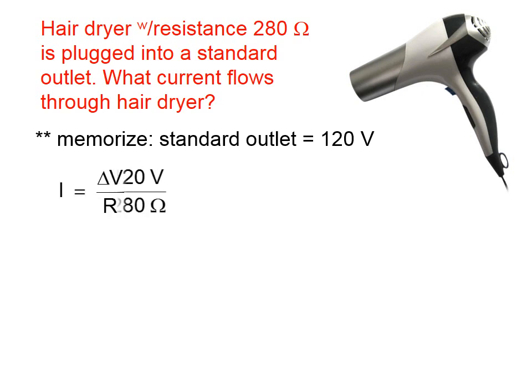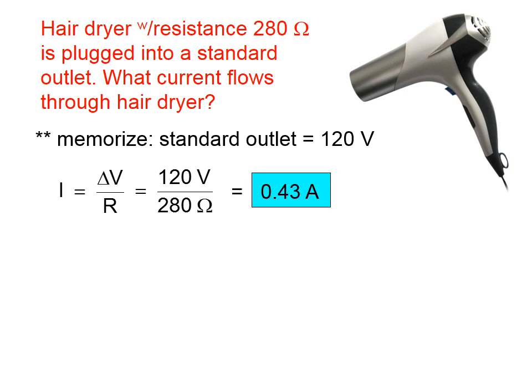So if we use Ohm's law, with delta V being 120 volts and the resistance being 280 ohms, we find that the current is 0.43 amps. You can think of it as 0.43 arrow tails flowing through that hairdryer. And we would want to design the hairdryer so that it could handle 0.43 amps of current.